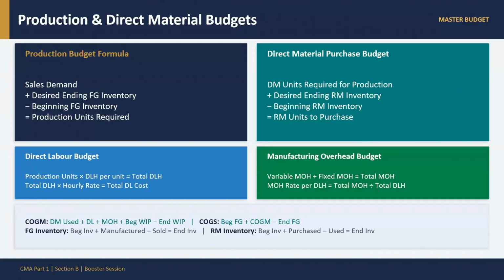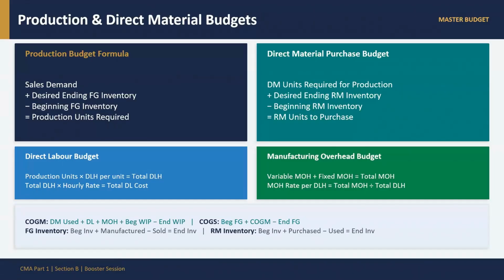Production budget, how do we calculate? Sales demand plus desired ending inventory minus beginning finished goods inventory will be equal to production in units. After creating your production budget, you will be moving on with direct material usage budget. Okay, how many direct materials you want to use? It is nothing but whatever data you want to produce. You will get the production units, right? For this, you will be multiplying with whatever direct material requirement is there.